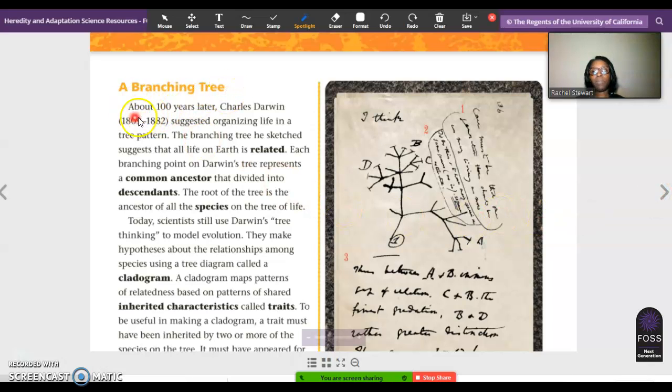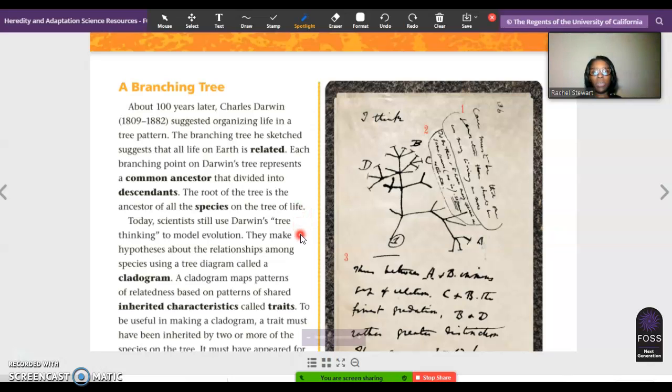A branching tree. About 100 years later, Charles Darwin suggested organizing life in a tree pattern. The branching tree he sketched suggests that all life on Earth is related. Each branching point on Darwin's tree represents a common ancestor that divided into descendants. The root of the tree is the ancestor of all the species on the tree of life.